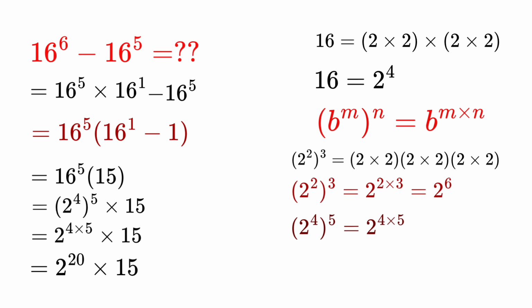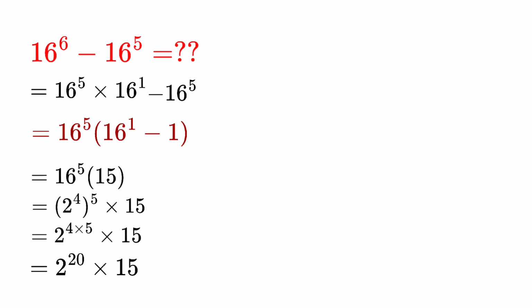So, our expression is now beautifully simplified to 2 to the power of 20 times 15. You see how we've transformed our original complex expression, 16 to the power of 6 minus 16 to the power of 5, into something much more manageable? Now, we just need to calculate what 2 to the power of 20 equals.